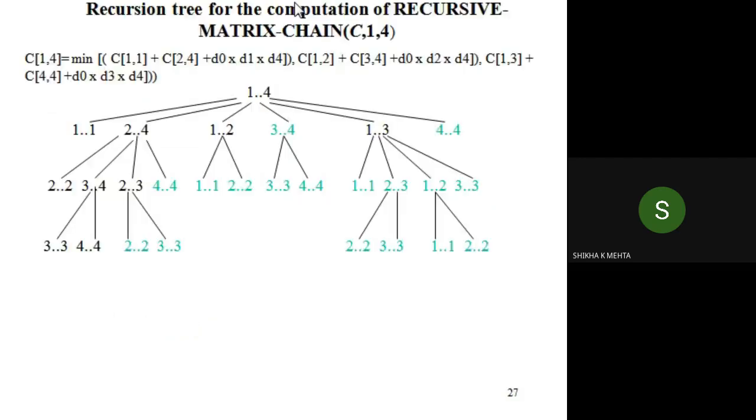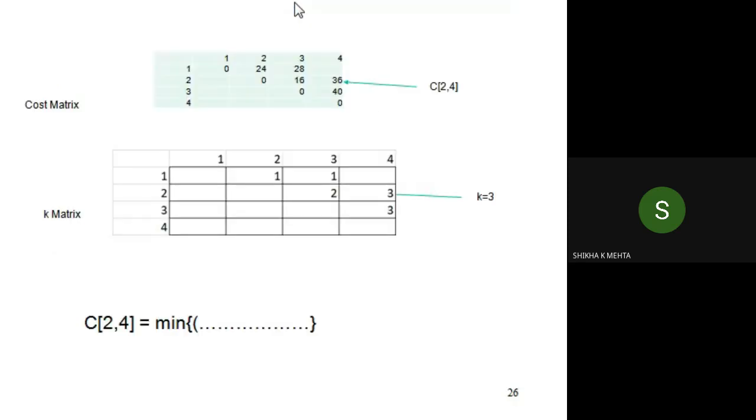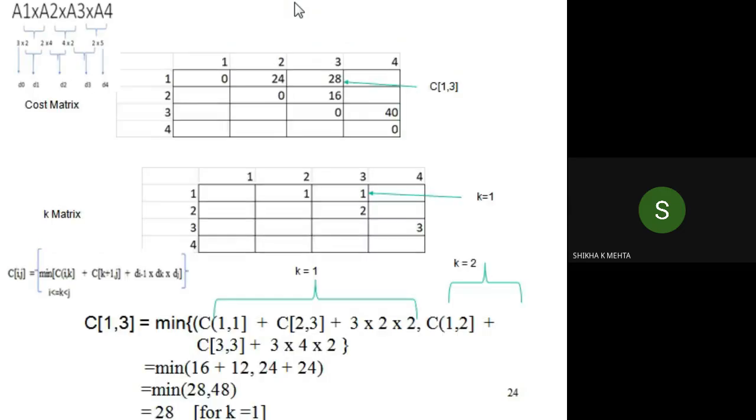Similarly, when we do this task for C14, you can see this is a complete tree. Now when we do this, we come across k is equal to 1, k is equal to 2, and k is equal to 3. From there we need not perform all the computations. We already have certain results with us. Like C11 is 0, C24, let me see the table. C24 is already computed.